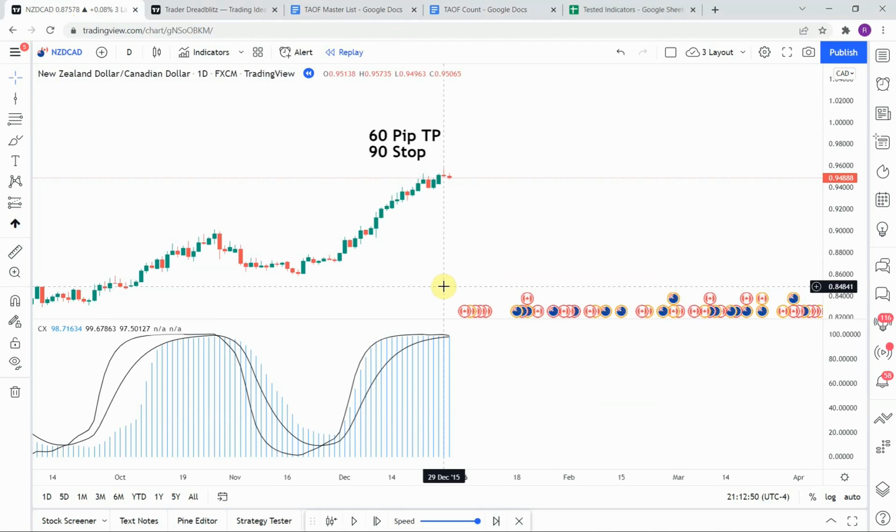Today we will be testing the Crack X indicator.